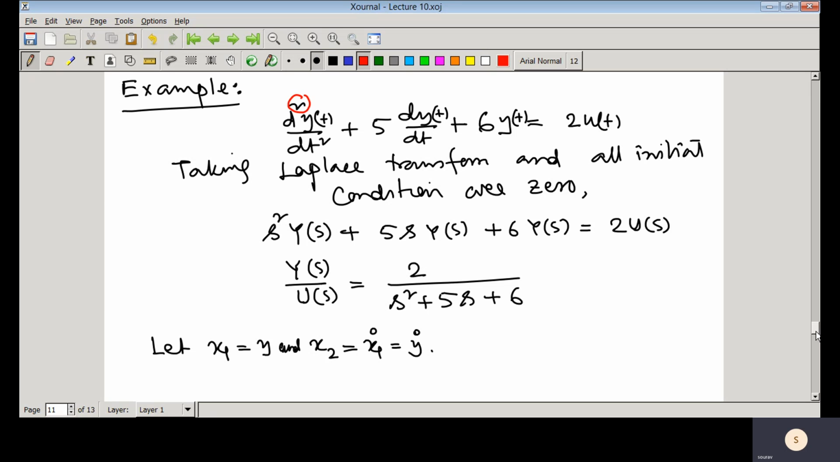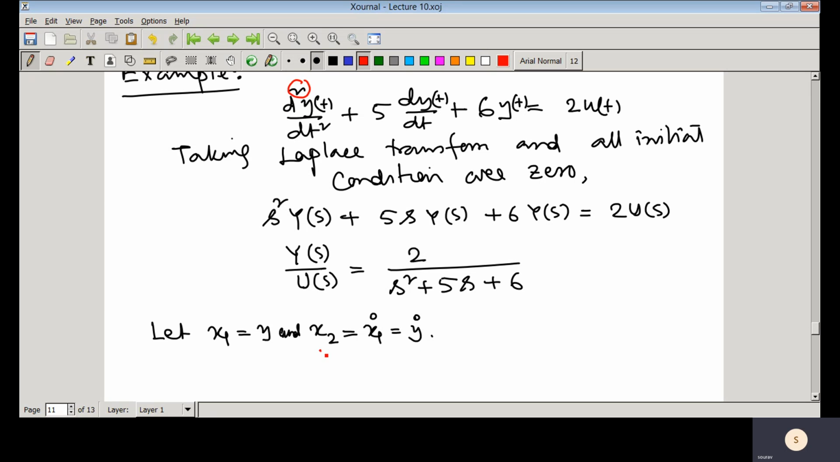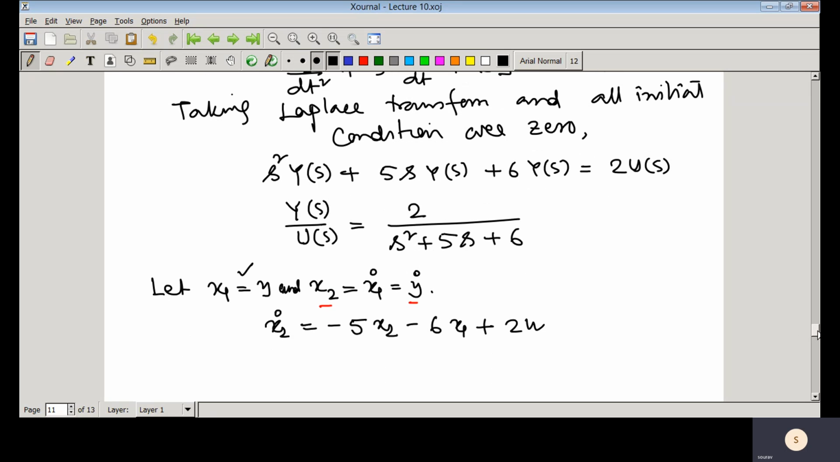So here x2 equal to y dot, so we can represent it as x2 dot, here x2 dot equal to minus 5 dy by dt. So dy by dt means x2, minus 6 y equal to x1. Here you can see y equal to x1 plus 2u. So this is that first state equation, and the second state equation is x1 dot equal to x2.